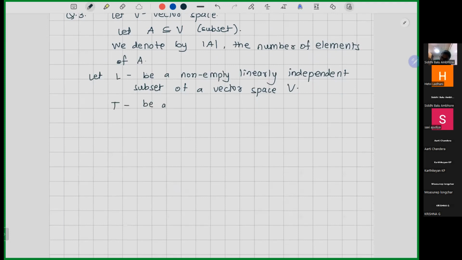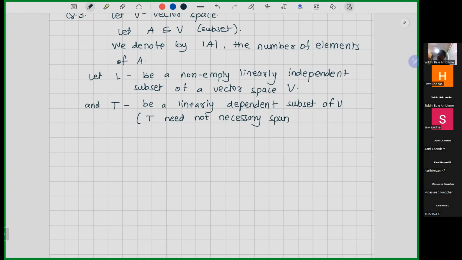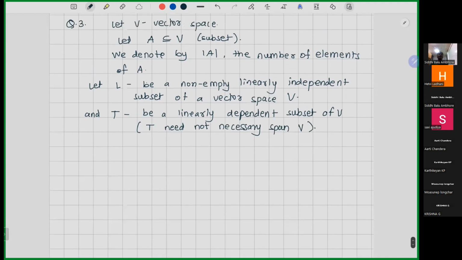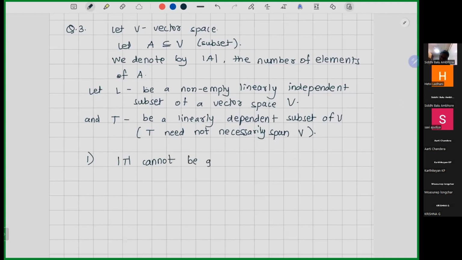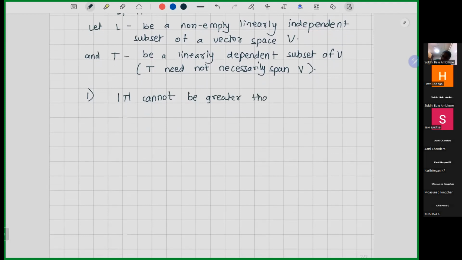And let T be a linearly dependent set of V, but T need not necessarily span V. I mean, T is a linearly dependent set, but T could be or could not be the spanning set of V. And they are asking the first thing: can we have that mod T, or the cardinality of T, cannot be greater than the cardinality of L?